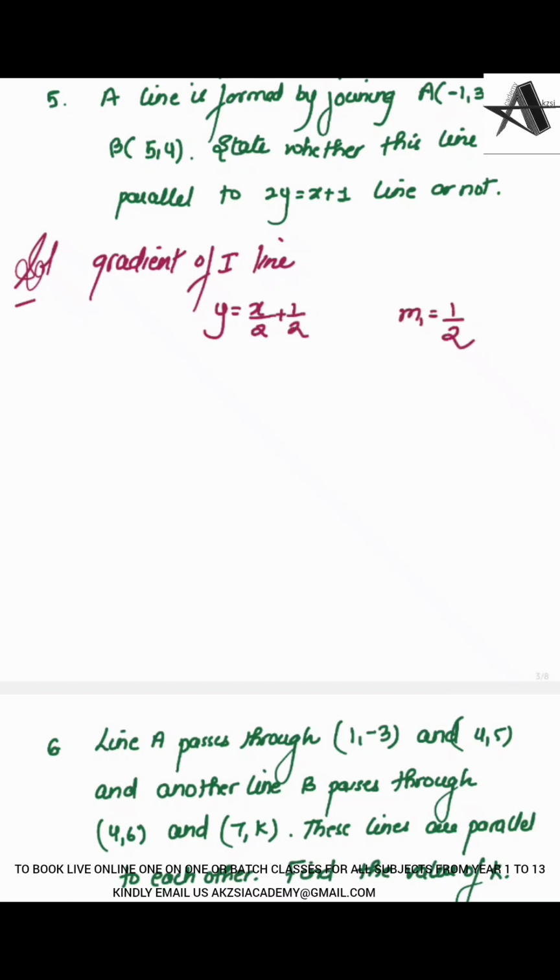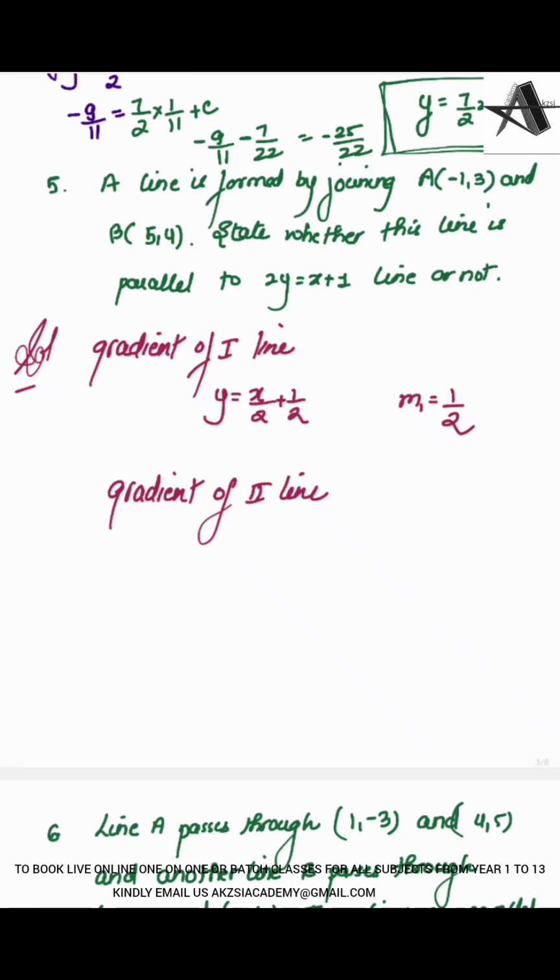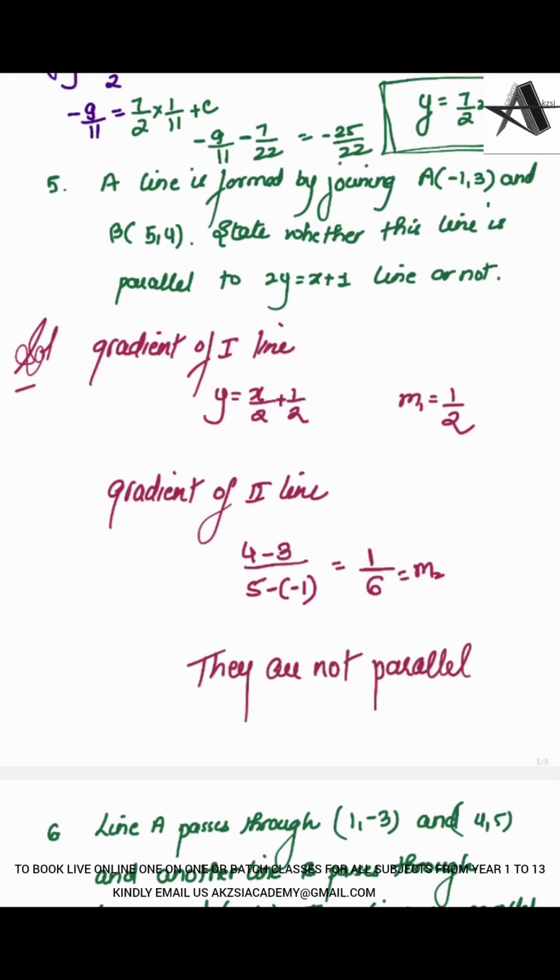Let me calculate the gradient of another line. The gradient of the second line we can calculate by using the gradient formula, y2 minus y1 over x2 minus x1. So y2 is 4, y1 is 3, x2 is 5 and this is minus 1. So from here I can say this is 1 over 6. And clearly if you compare, these two are not equal, and for the parallel condition they should be equal, so I can say they are not parallel.